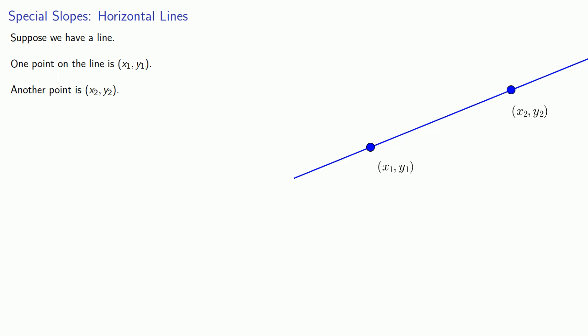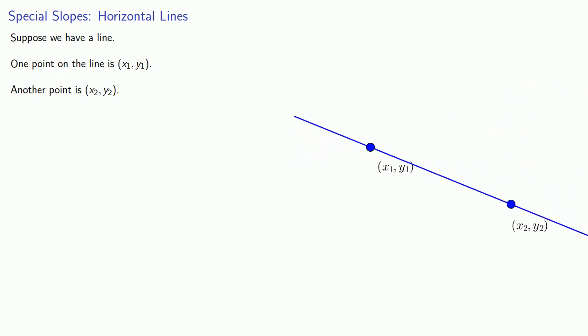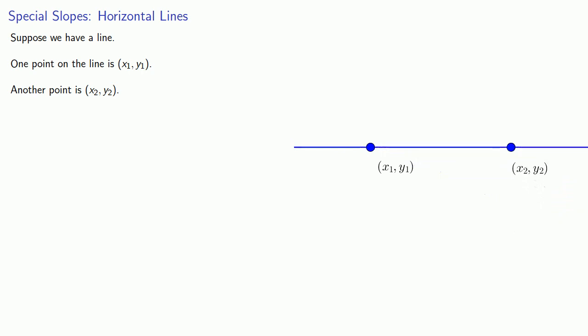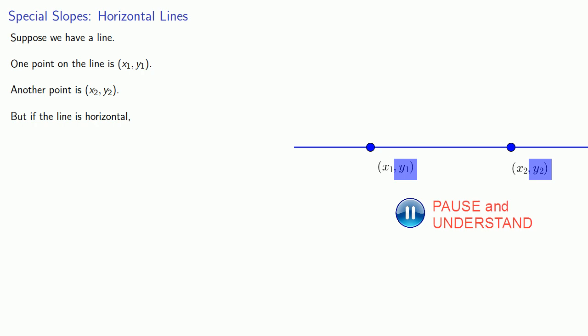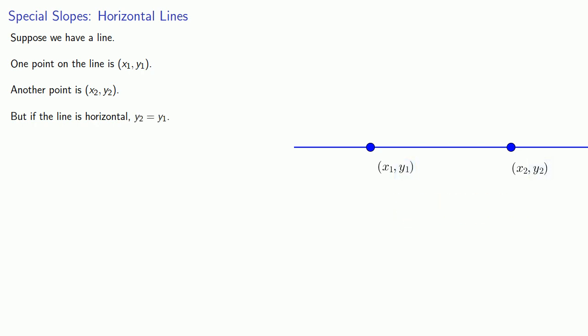But if the line is horizontal, I do have to make a commitment. So let's make this line horizontal. Nope, too far. So now we have a horizontal line, and now we have to commit ourselves. If the line is horizontal, the vertical distances from the x-axis have to be the same. So y2 must be y1.